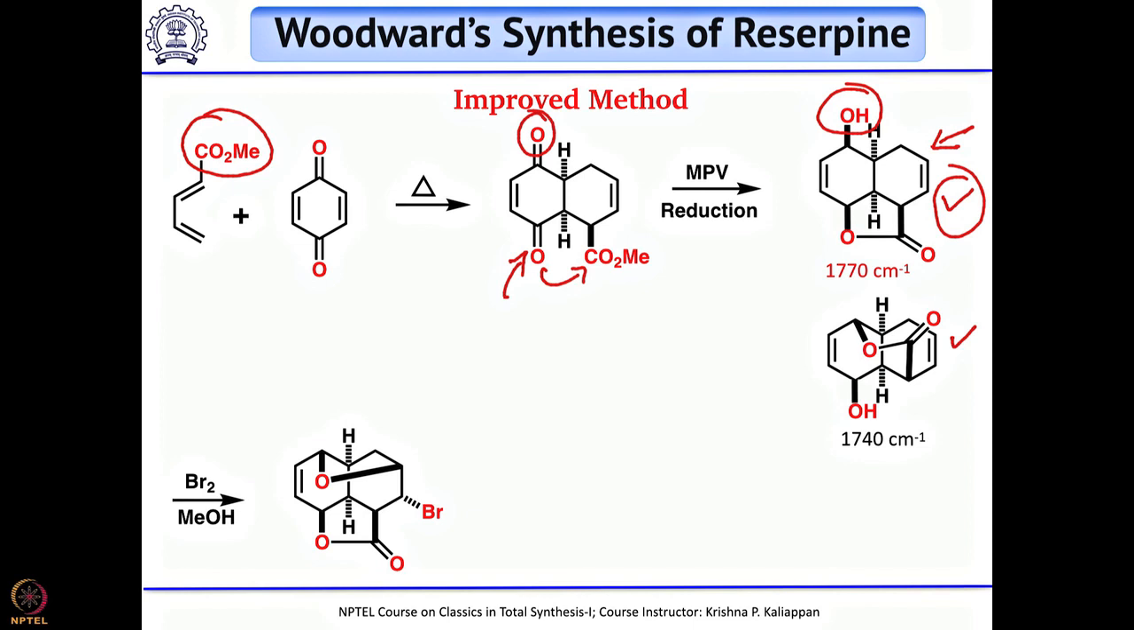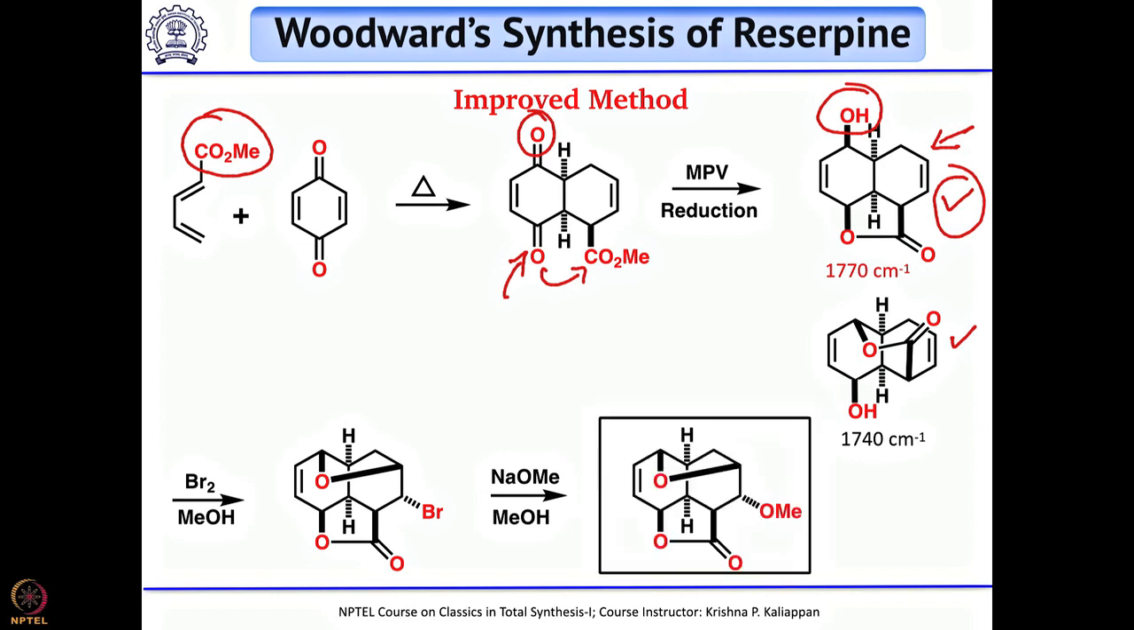Once the bromine attacks from the alpha side, that is the bromonium ion, the free hydroxyl will attack and it forms the cyclic ether. Now, if you treat with sodium ethoxide and methanol, you get the compound which we discussed in the previous slide. If you look at the stereochemistry, you see the bromine is alpha and methoxy also is alpha.